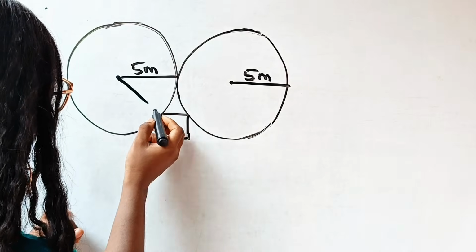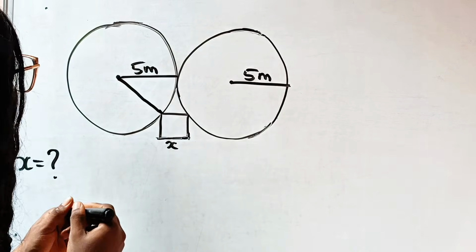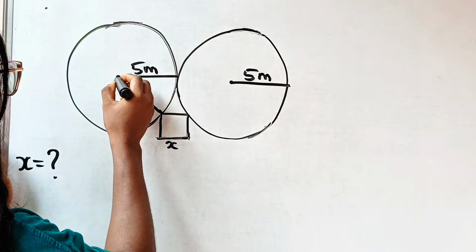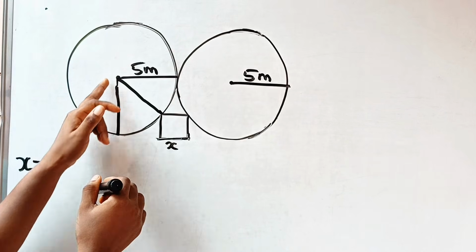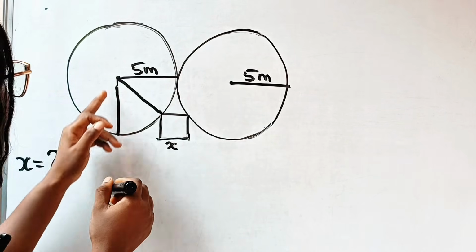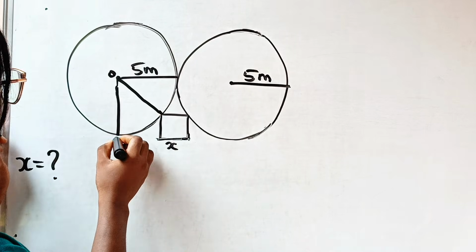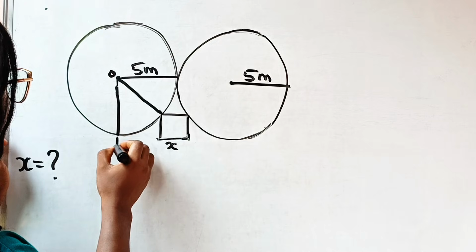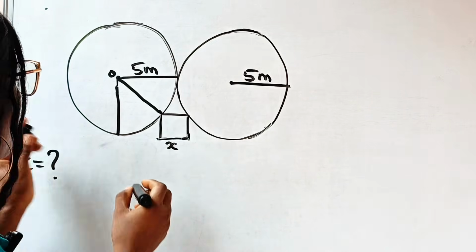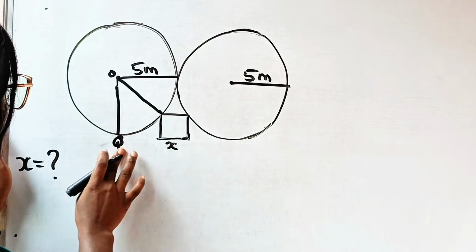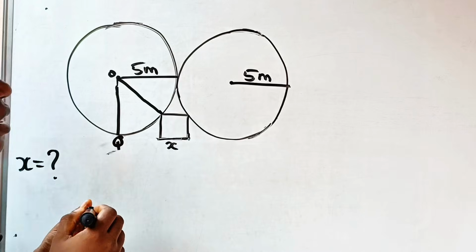So let's join here to here and complete this place. Now from here to here is also the radius of this circle, right? Let's call this O, and let's call this B. Let's call this another thing. Let's call this Q. Okay, this is Q. Now this is O.